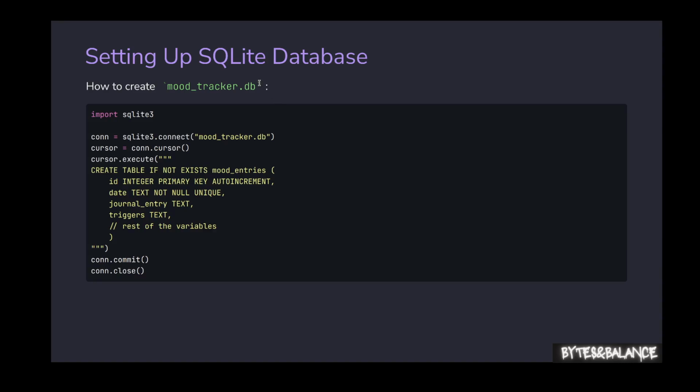So once the table is created, we commit the changes to the database to make sure everything is saved, and then we'll close the connection. And there you have it. We've just set up a SQLite database and are ready to start storing our mood tracking data.